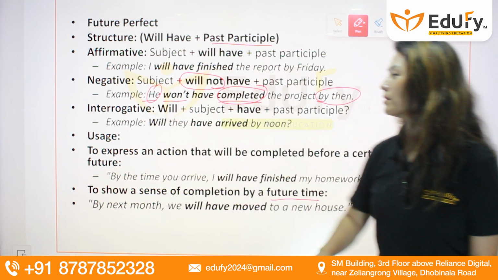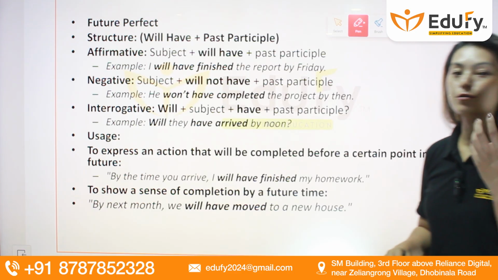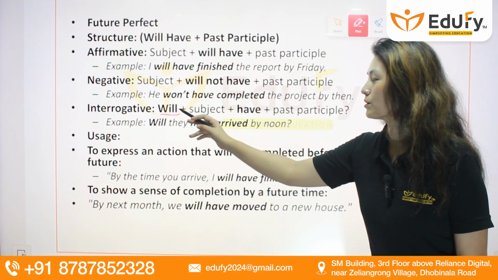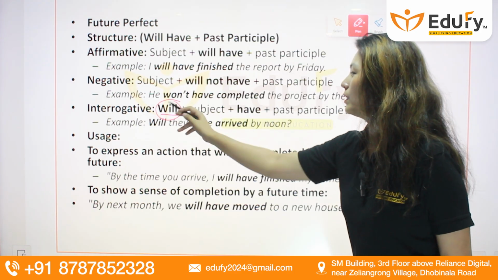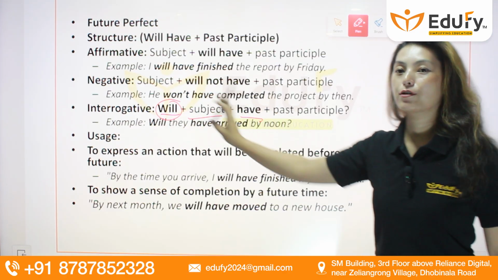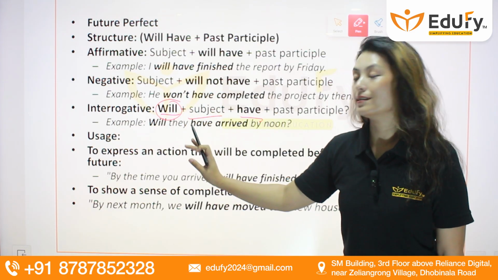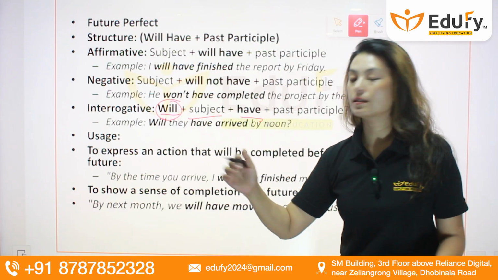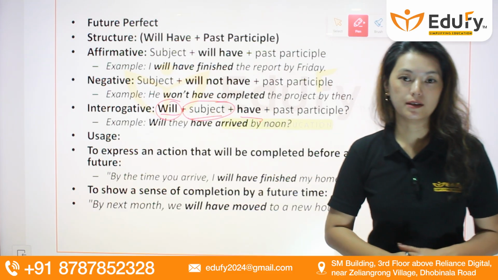So interrogative sentences, if you have the future perfect tense, you will have the auxiliary verb will plus the subject plus have. So here we do not have a combination of will have, but rather the will and have will be separated by writing the subject in between them.